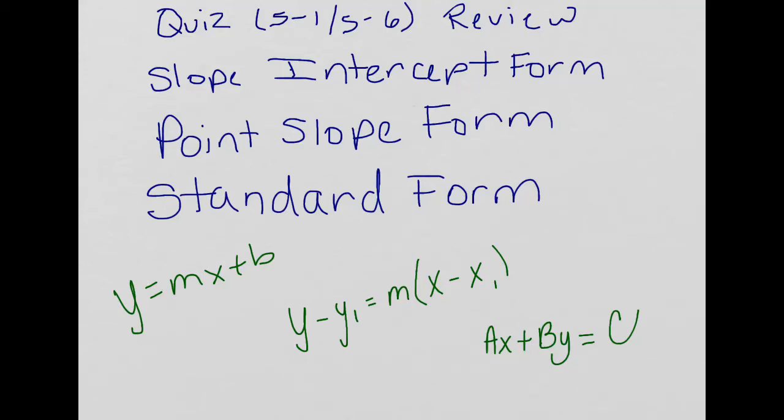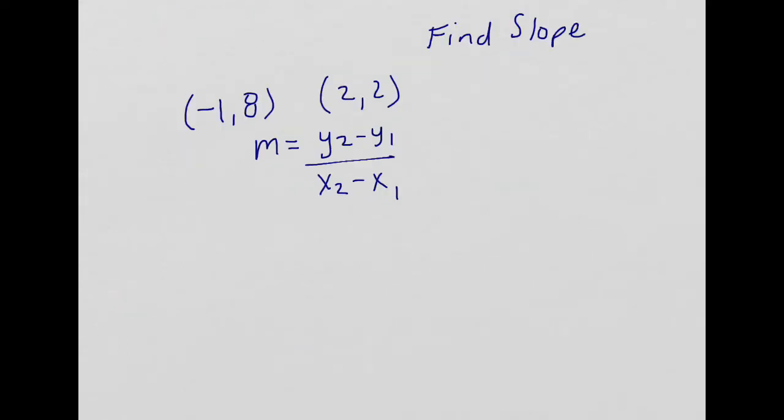Open up your MTT. This is going to be your quiz review over slope-intercept form, point-slope form, standard form. First thing that we're going to do is practice finding slope. So we've been given our ordered pairs. This is going to be our x1, y1. This is our x2, y2. We're going to use our formula.